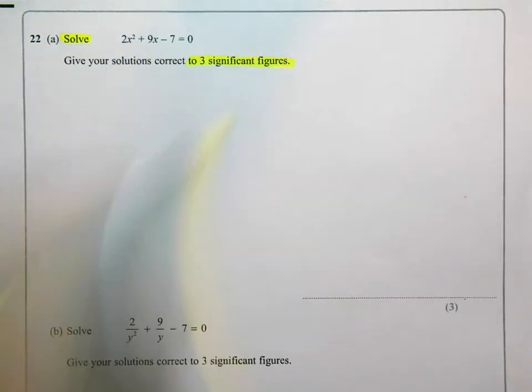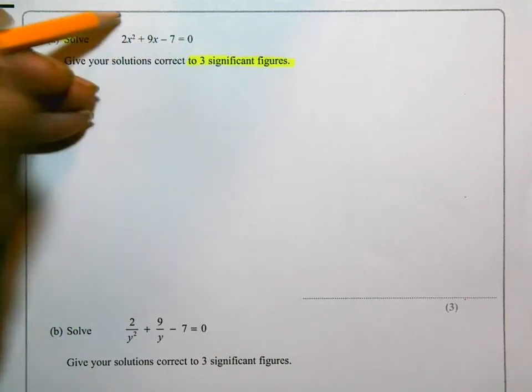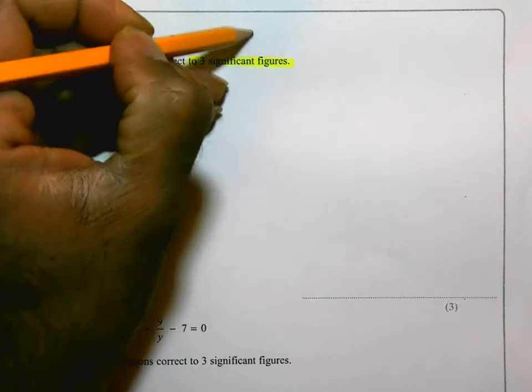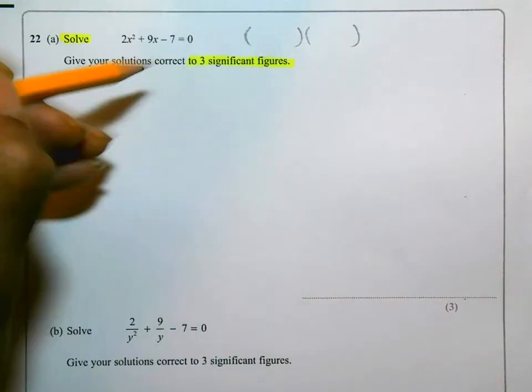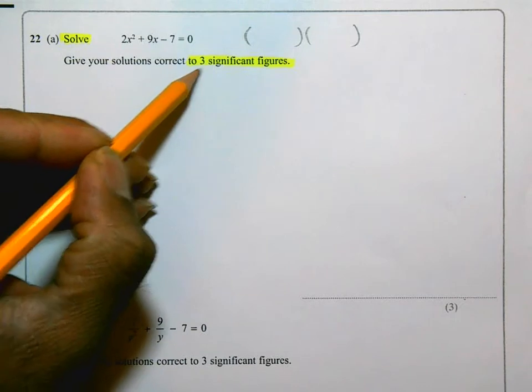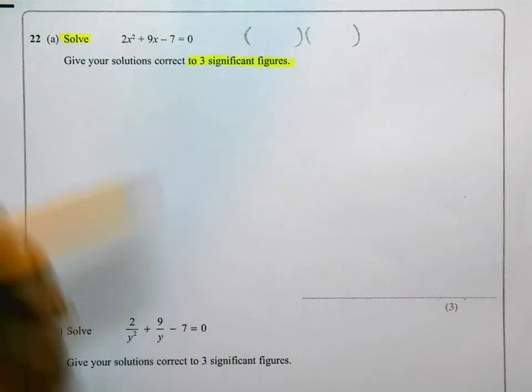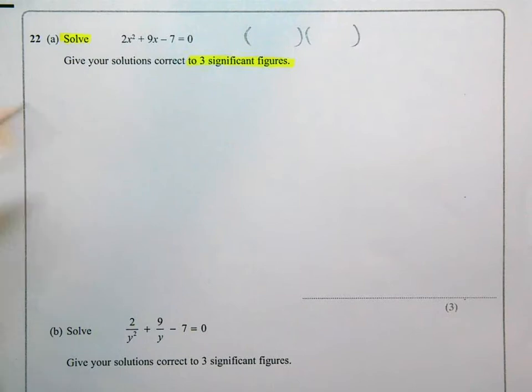Now that's a big clue, because in order to solve a quadratic, you first need to factorize it. I'm just going to try here to see if it can be factorized, but I very much doubt so, because it says give your answer to 3 significant figures. I think the answers are going to be in decimals, and so I might need to use the quadratic formula.